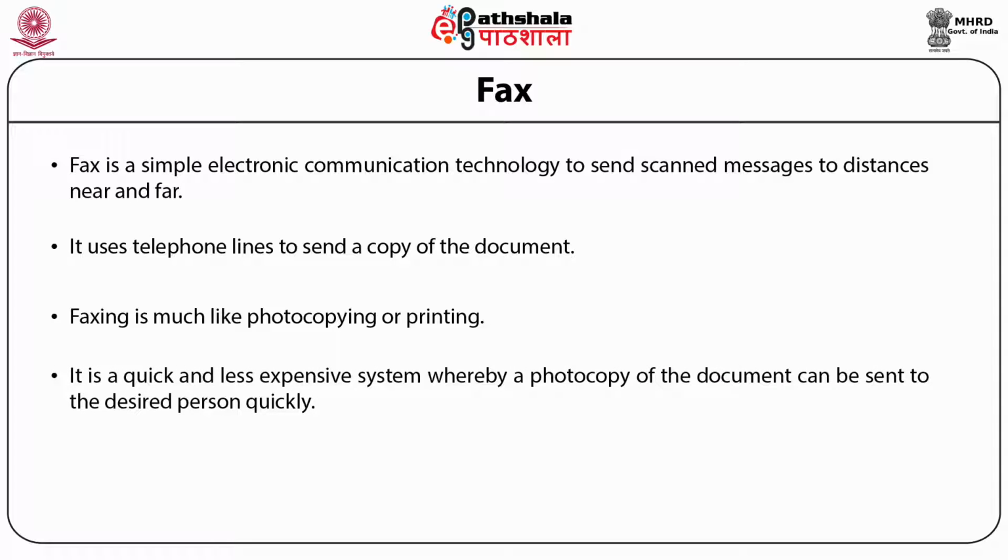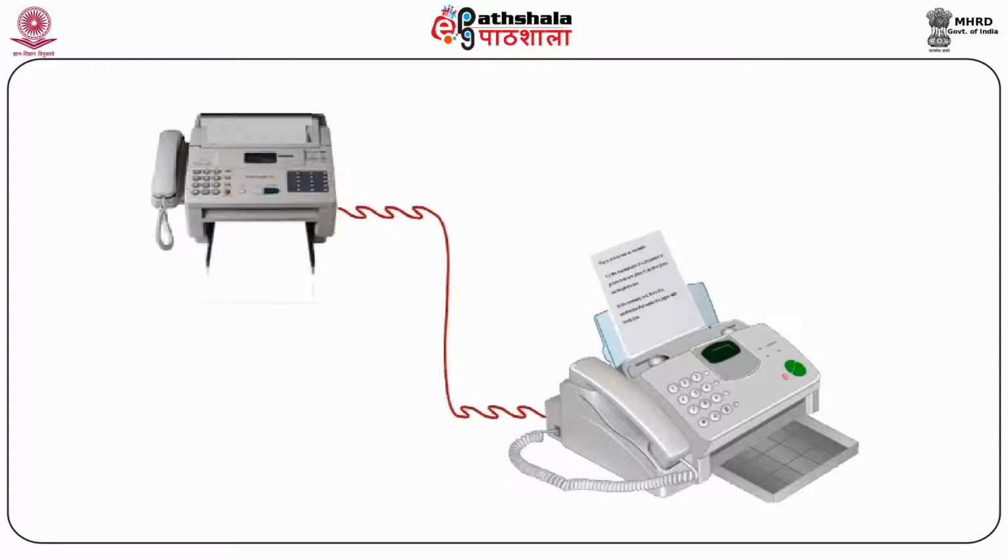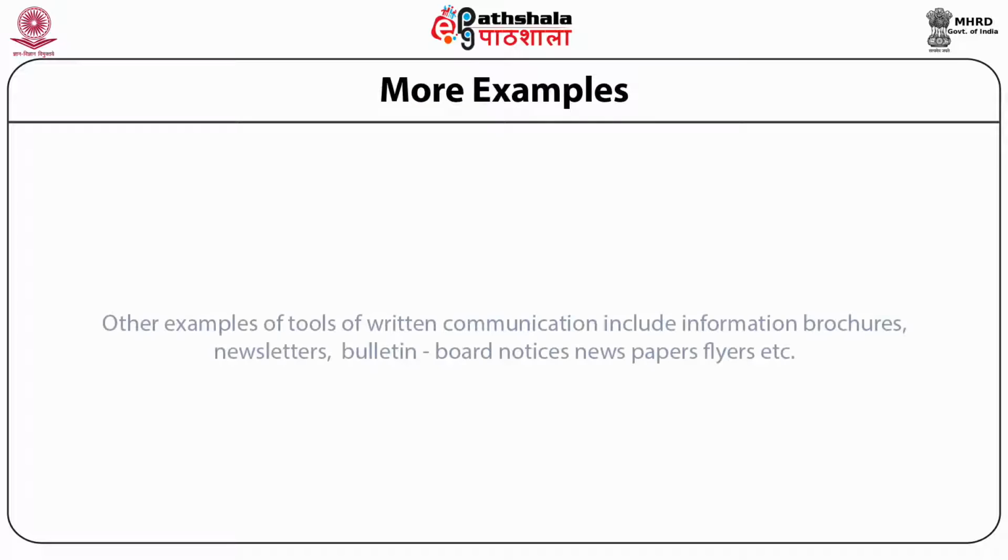It is a quick and less expensive system whereby a photocopy of the document can be sent to the desired person quickly. The figure explains how the fax machine works. The first machine scans the document and transmits its contents through telephone line to the second machine, which may be kept in the same building or at a faraway location. The exact copy of the document, the contents of which were transmitted, comes out of the second fax machine. Some other examples of tools of written communication include information brochures, newsletters, bulletin board notices, newspaper flyers, etc.